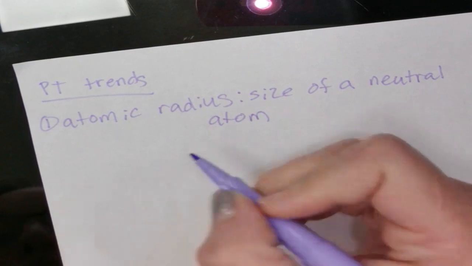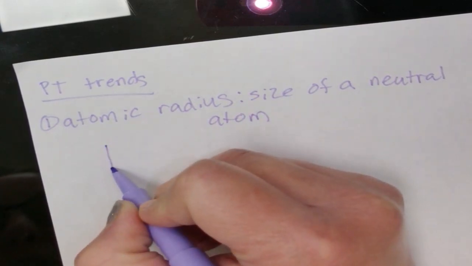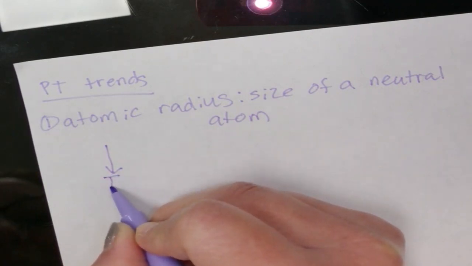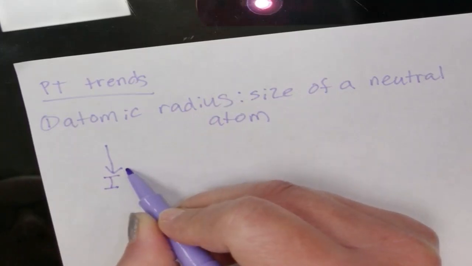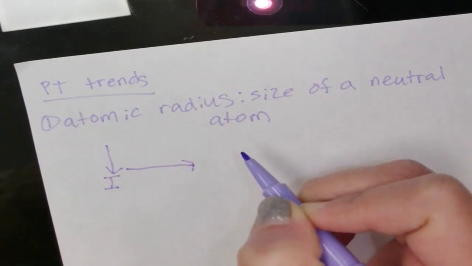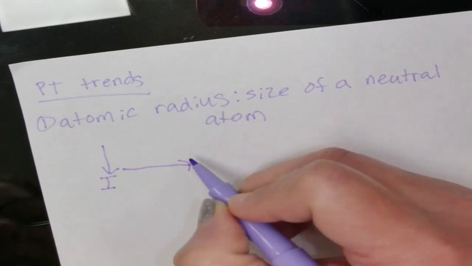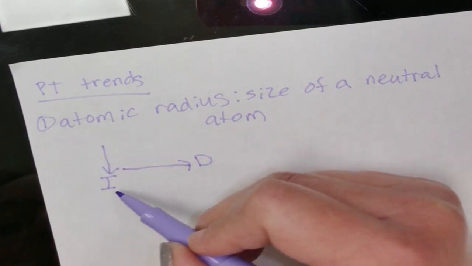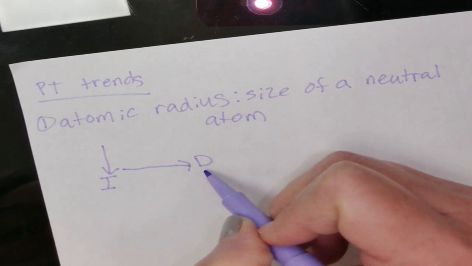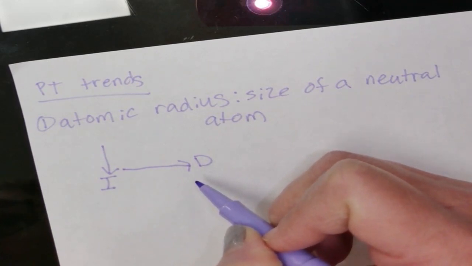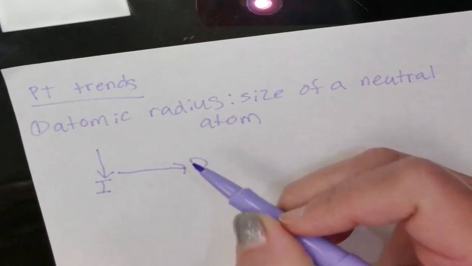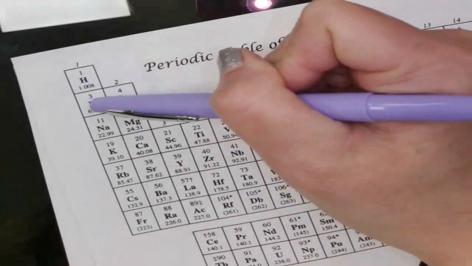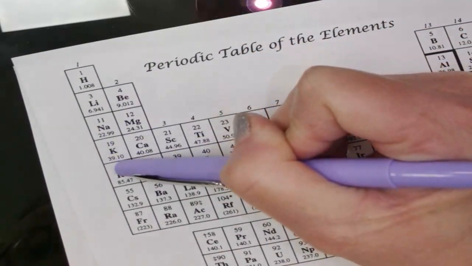Now, our trend for the atomic radius, as you move down the group of a periodic table, our atomic radius increases, and as you move across the rows, then our atomic radius decreases. So as you move down the columns, we increase, and across the rows, we decrease. Why is that? What is happening as I move down each time?